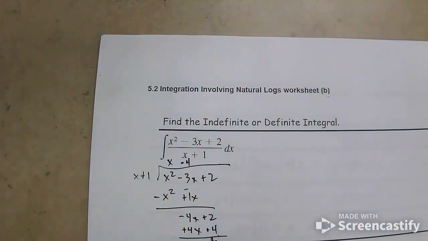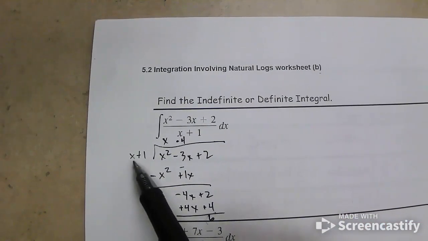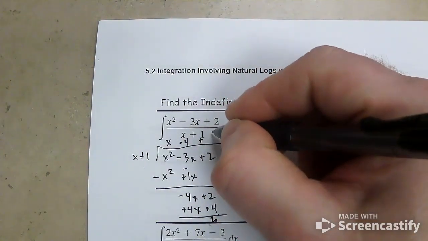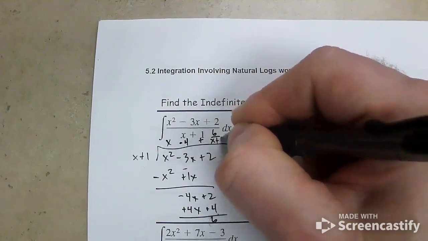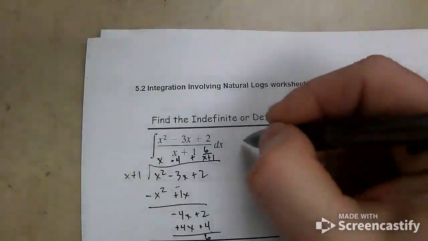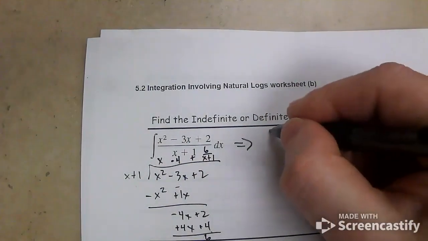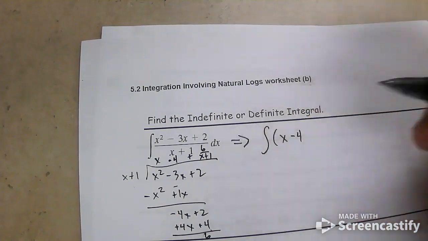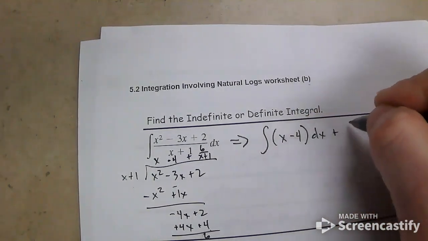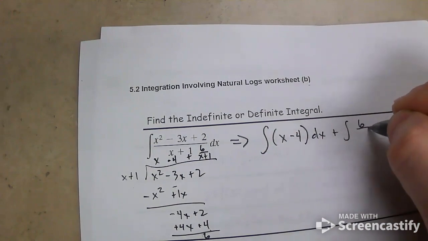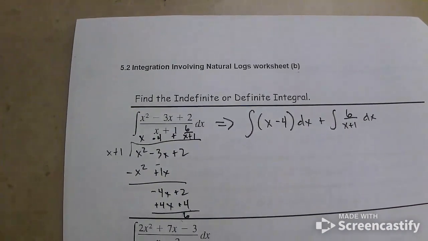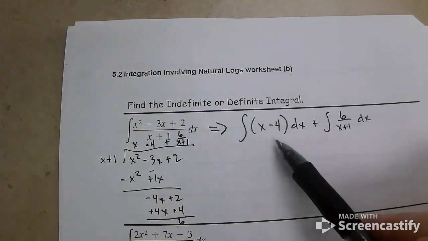As soon as this has a degree that is less than this, so this has a degree of 0, that has a degree of 1, that's going to be quote unquote our remainder. Okay? So I get 6 over x plus 1 up top. So this integral is actually equivalent to the integral of x minus 4 dx plus the integral of 6 over x plus 1 dx. I like to separate it like that just in case I need to use substitution. Typically, this is just going to be a power rule scenario.